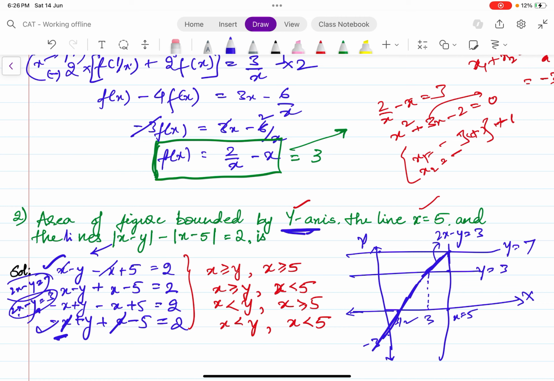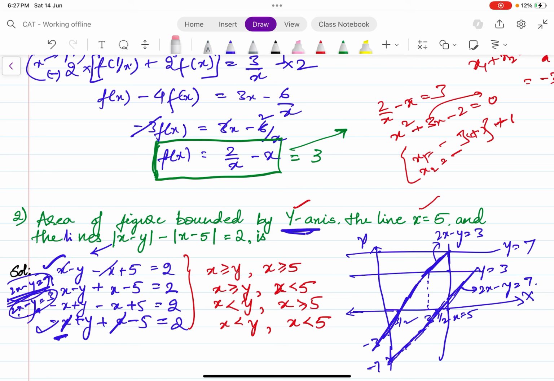Now you want to see where this equation is, 2x minus y equal to 7. So instead of repeating the entire process again, you can just shift this curve by 4 units. So how much would that be? 7 by 2 would be here, and then here minus 7 would lie here. So this is how this equation would look like, correct? This would be 2x minus y is equal to 7.